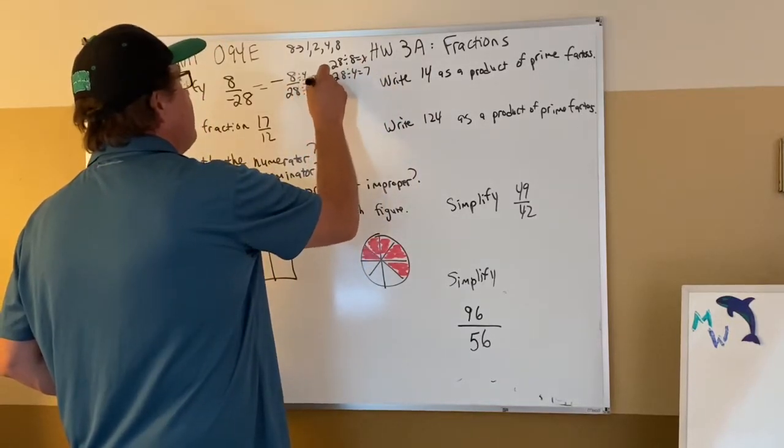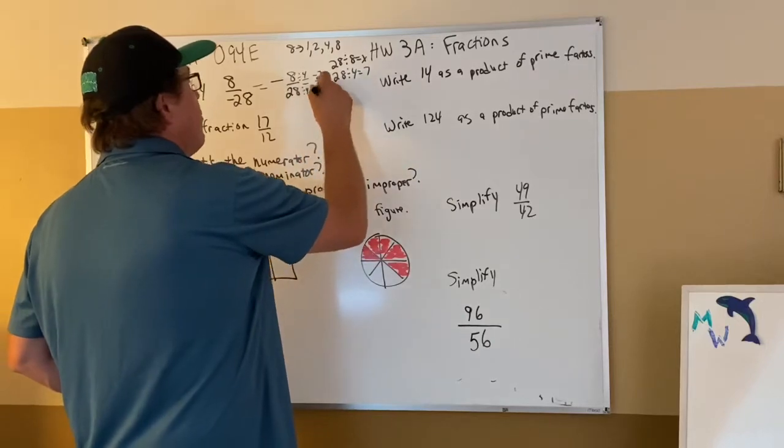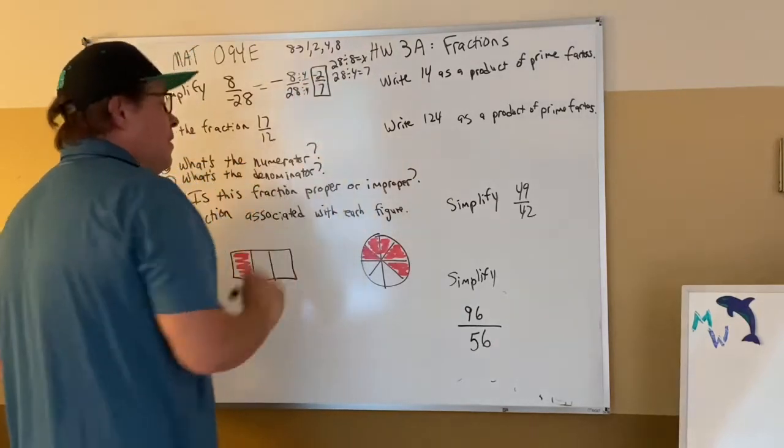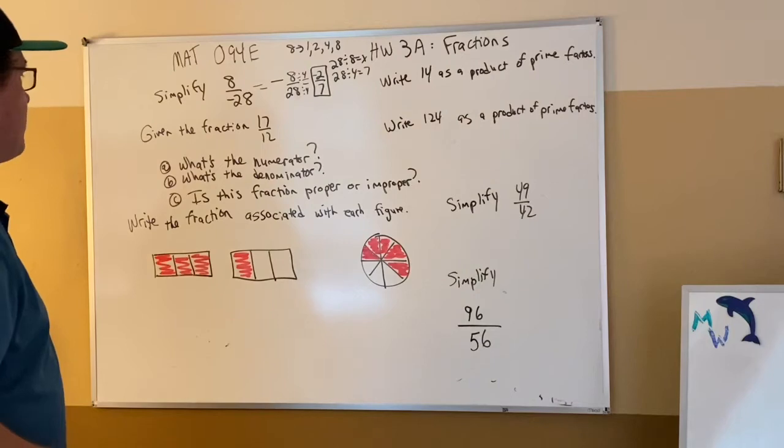I'll have a negative 2 on the top. 28 divided by 4 will get me 7. I will wind up with a negative value in the fraction of 2 over 7.